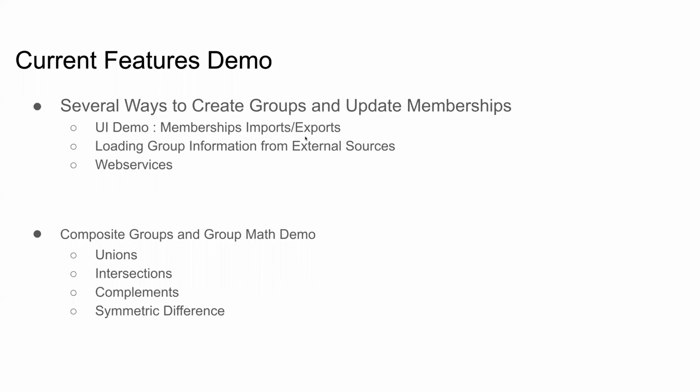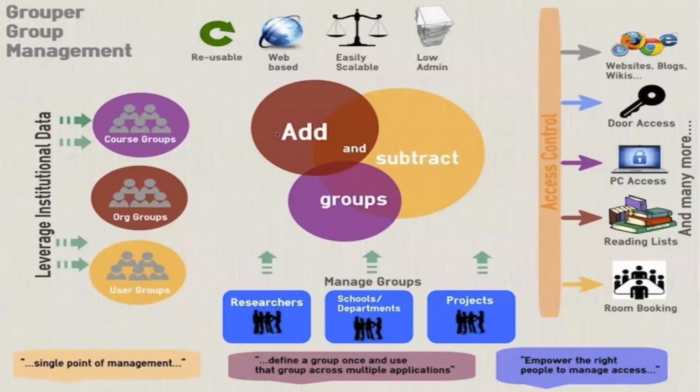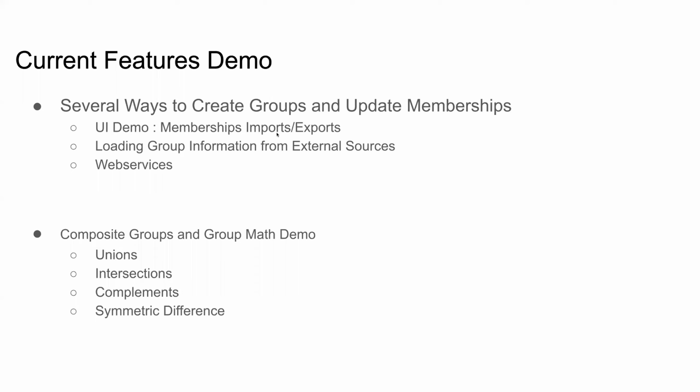So there are several ways of creating groups within Grouper and updating the membership. The first thing we're going to do is create just a few groups, and then I'll show you ways of modifying those groups and doing some group math. So you could always have just a static group, which is no fun. Everybody can create a group that way. The strength of Grouper comes from doing all this group math. So you could do all kinds of intersections, complements, and symmetric differences with the different groups.